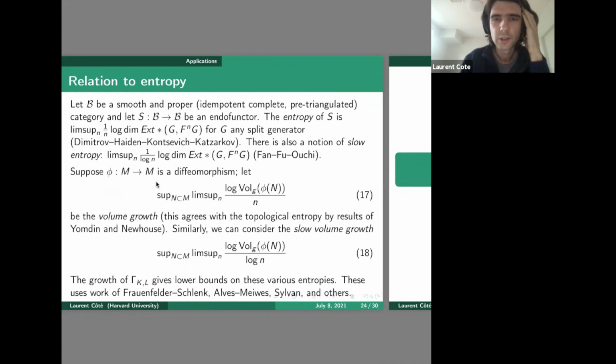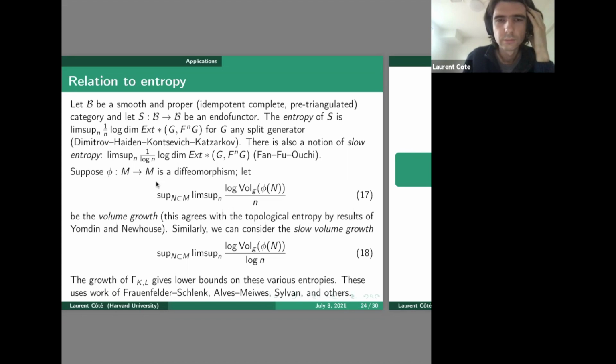Another type of application one can consider is studying entropy. Entropy is something which has many different meanings, and I want to focus on two such meanings. First of all, there's a notion of categorical entropy, and this is due to Dimitrov, Haydn, Kontsevich, Katzarkov.